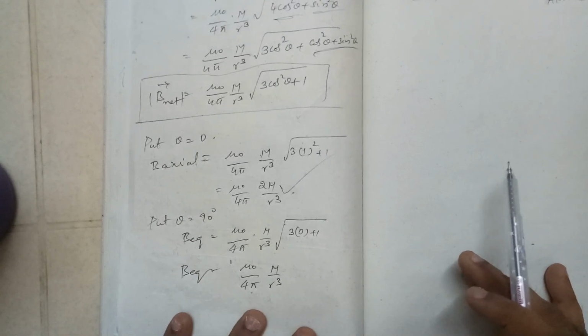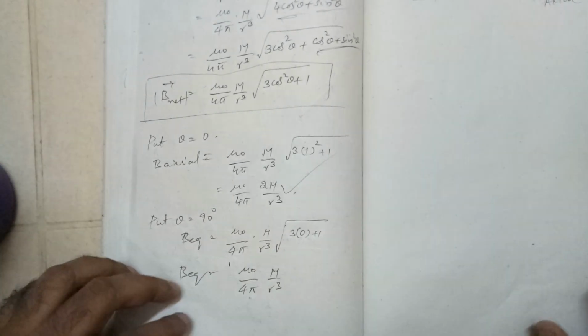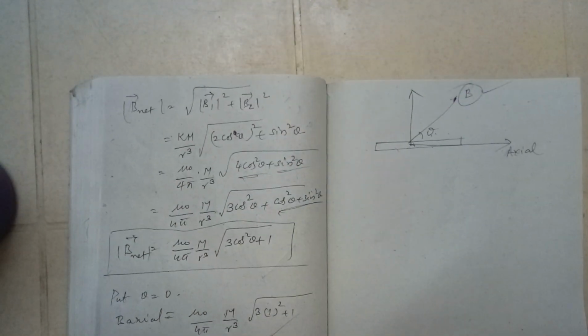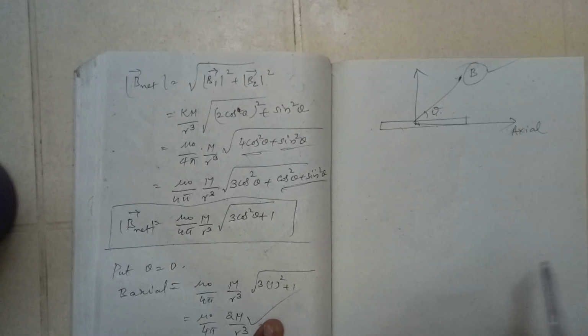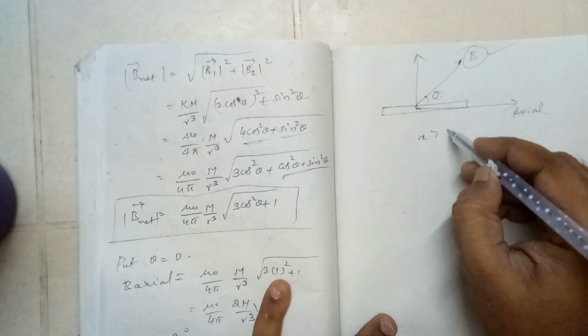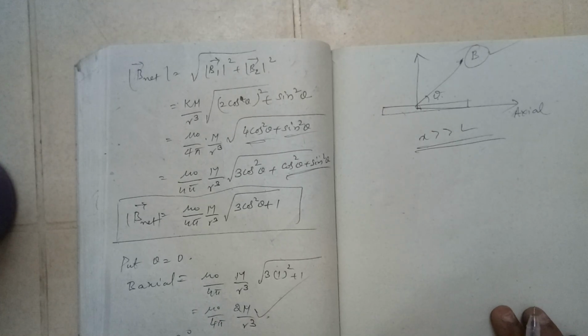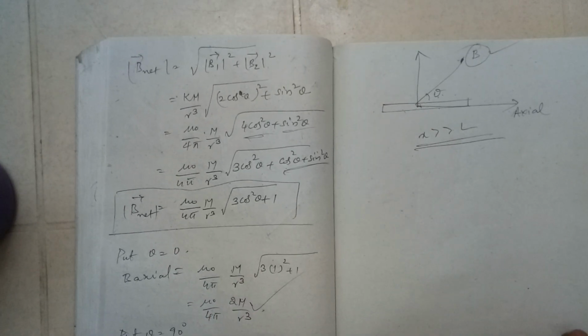So these were the formulas. Now these are the formulas for points which are at a very large distance from the bar magnet. That means the magnet will behave as a short magnet. Remember, if the distance of the point is very large compared with the length of the magnet, that magnet is considered as a small magnet.